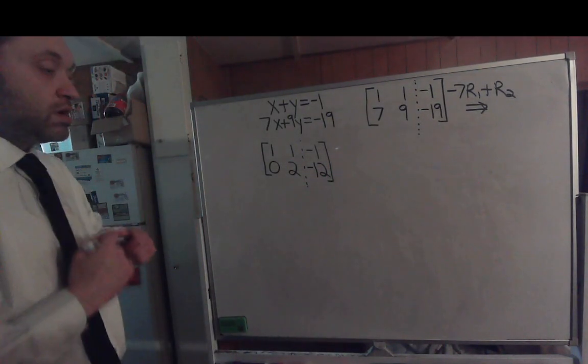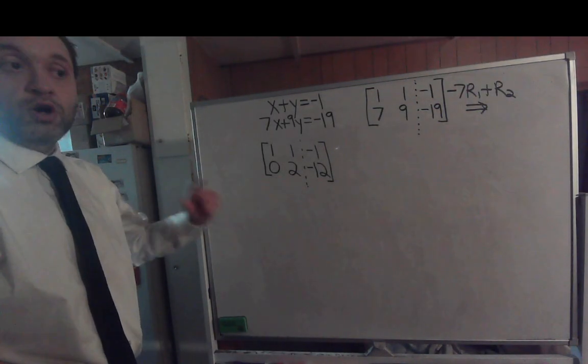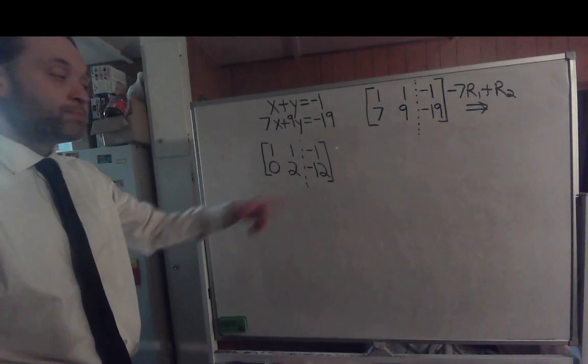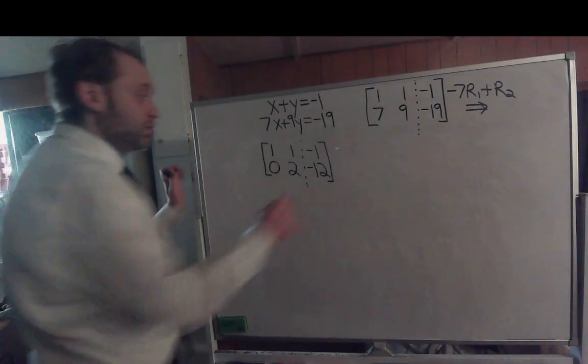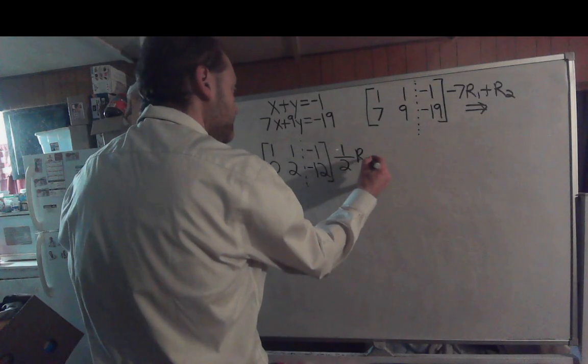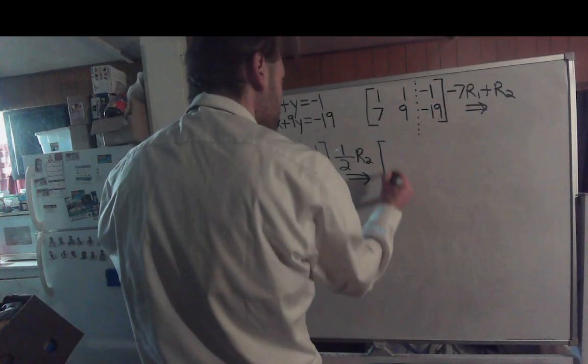Well, we got the first digit in the second row to be 0, but this is still not in row echelon form yet, because your leading digit's a 2 and not a 1. So we need to take half of row 2, and we'll form a new matrix. So take half of row 2, and then this will turn us into row echelon form.